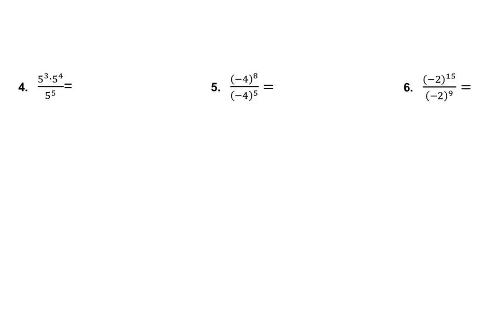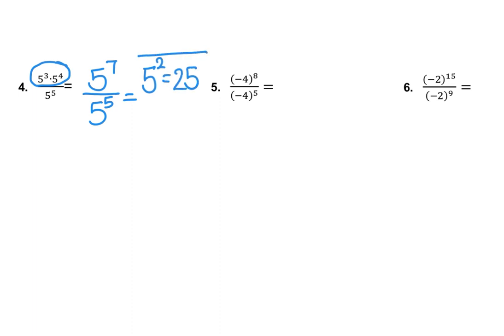All right, for question number 4, notice how I've got a multiplication problem on top of this division. So I need to start right here, and I'm going to take 5 to the third times 5 to the fourth, and I'm adding the exponents, giving you 5 to the seventh, and I'm going to divide by 5 to the fifth. And again, remember, when you divide exponents with the same base, you're subtracting, giving you 5 squared, and then we know that 5 squared is equal to 25. So either one of these answers would be just fine. The better answer would be 25.